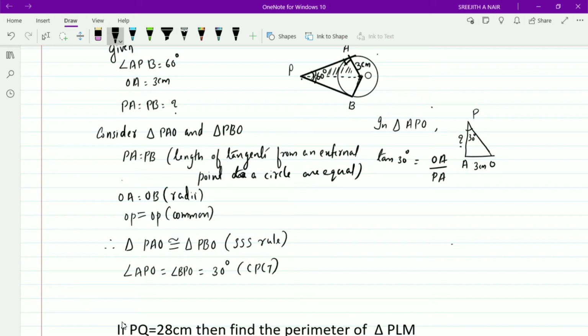Tan 30 value is 1 by root 3, as we all know. The value of OA is 3 centimeters divided by PA. Now do cross multiplication: PA into 1 we can write PA, 3 into root 3, 3 root 3 centimeters. And PA is equal to PB, because PA and PB are the tangents drawn from the point P to the circle. Therefore, PA is equal to PB is equal to 3 root 3 centimeters.